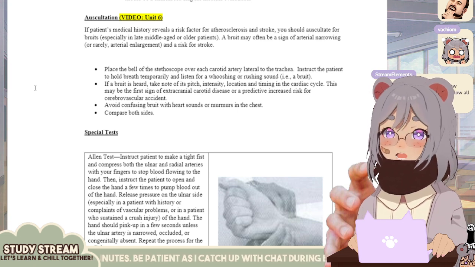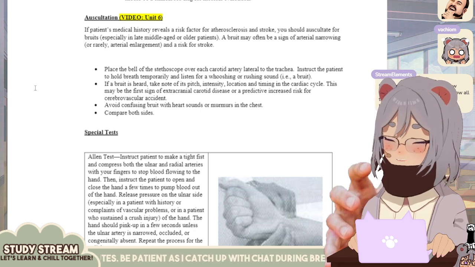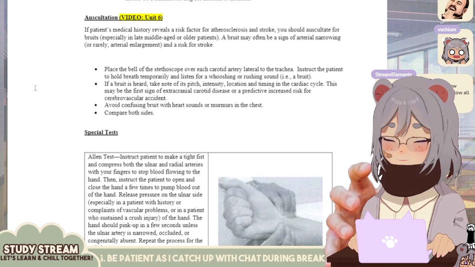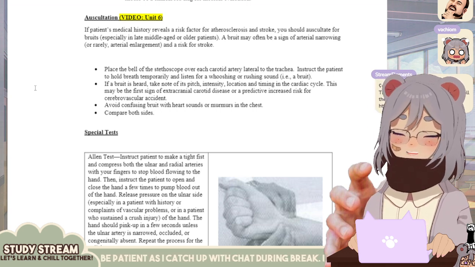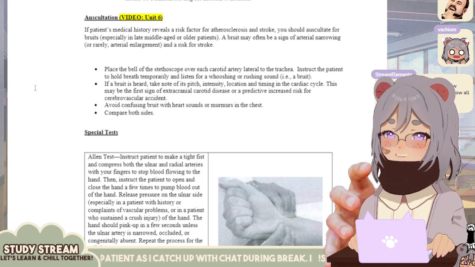Okay. Auscultation. A fancy word, but basically this is where you need to get the stethoscope. When the doctor puts the thing in their ears and tries to find your heartbeat with that cold metal thing pressed onto your chest, that's what I'll be doing.